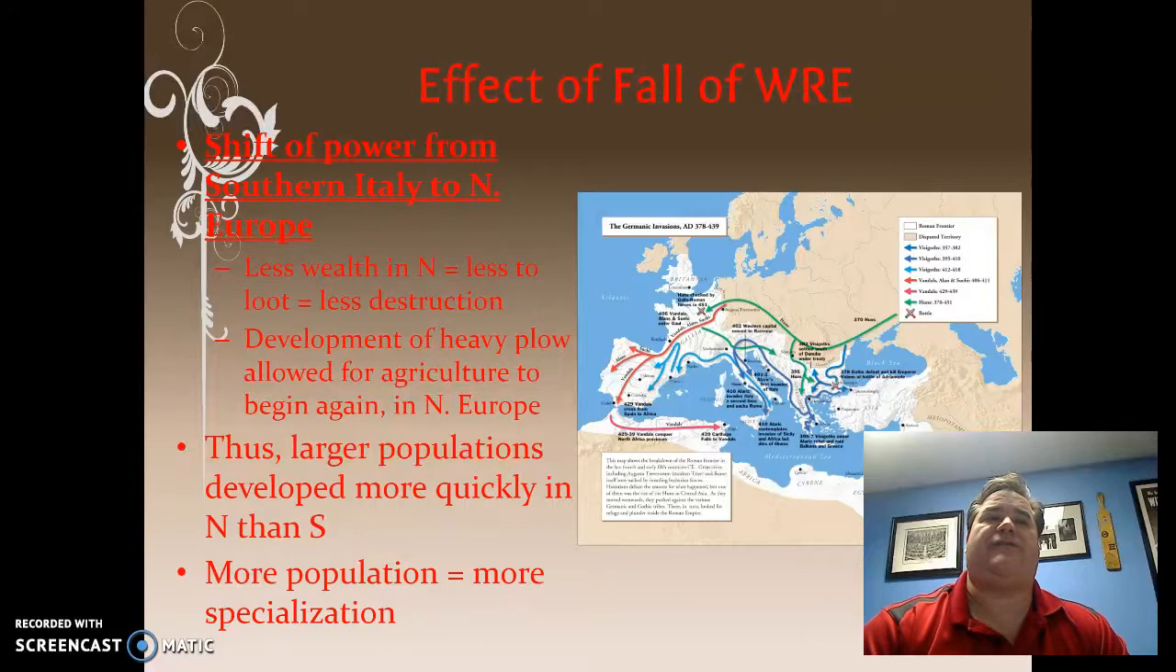There's also a shift of power from southern Italy and the Mediterranean lands to northern Europe. Look, let's be honest about this. In the Germanic invasions, there was a lot less wealth in the north of Europe. Thus, there was less to loot, and there was less destruction to have to rebuild from. There was less loss in the northern European areas.